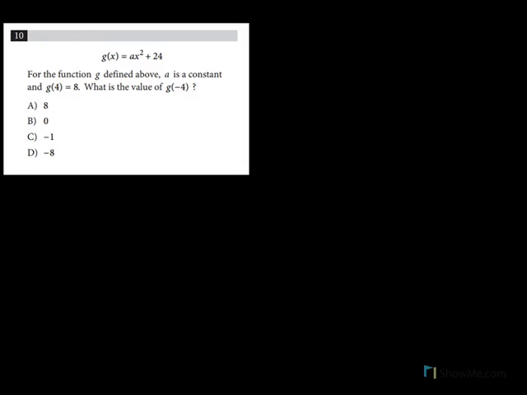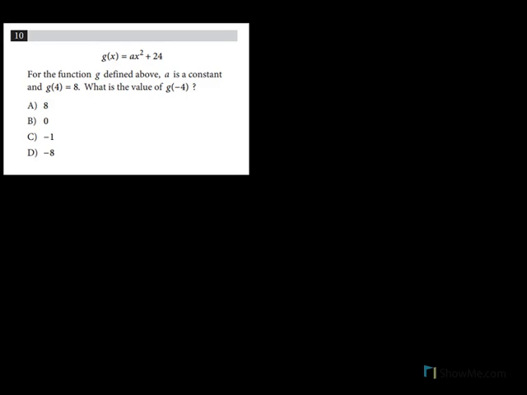Okay, so for our next problem, we have g of x equals ax squared plus 24. And for the function g defined above, a is a constant and g of 4 equals 8. What is the value of g of negative 4? And the options are A, 8, B, 0, C, negative 1, and D, negative 8.